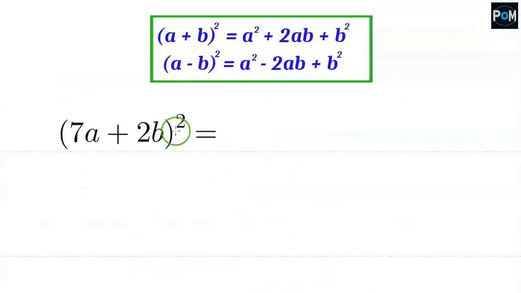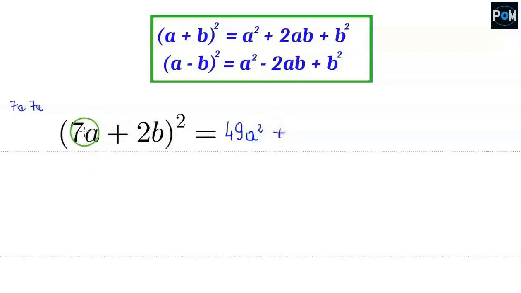The penultimate example from this video is the square of a sum. So here we have the first formula. We need to square 7a first. This is 7a times 7a. From this, we get 49a squared, because 7 times 7 and a times a multiplied. Next, the sign from the bracket, which is plus.